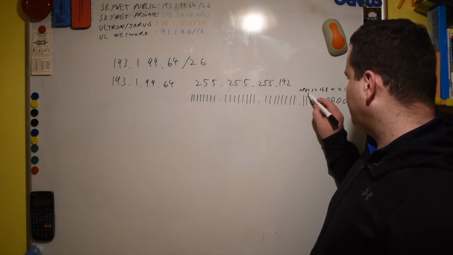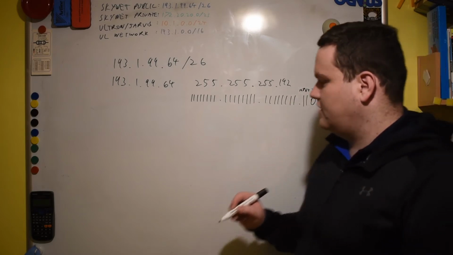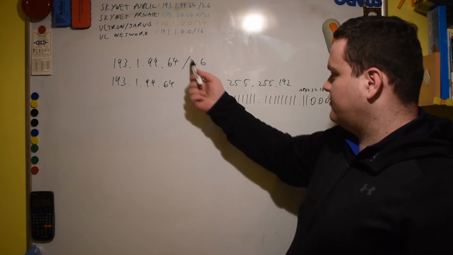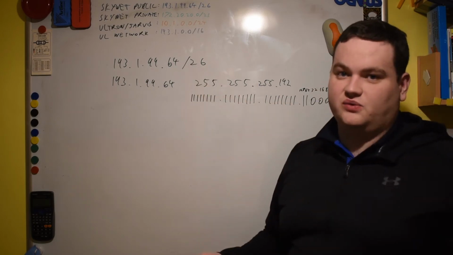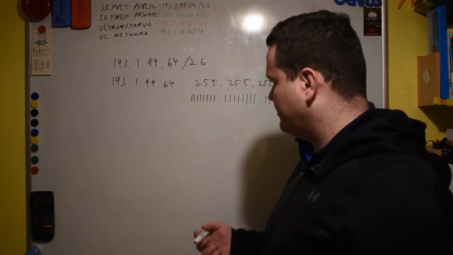So if we add 128 and 64, we'll get 192, which is the last number in that subnet mask. So that's how you convert from this to this. Now you'll never really have to do that. It might come up in some of your modules actually, because we had to do that for one of our networking modules.